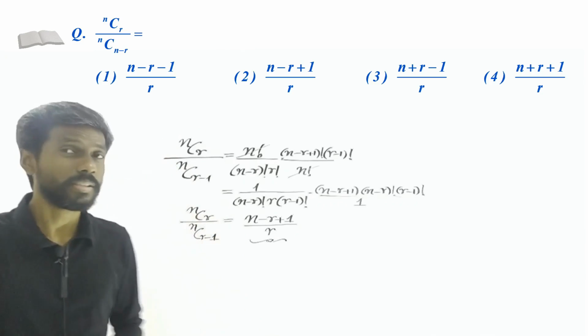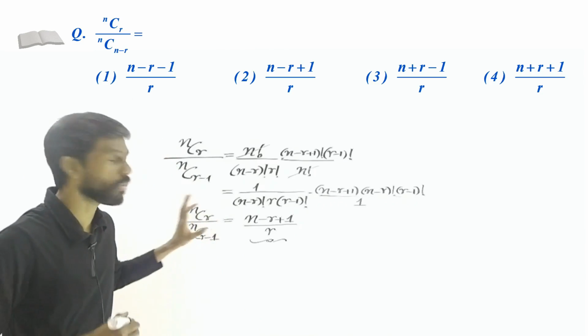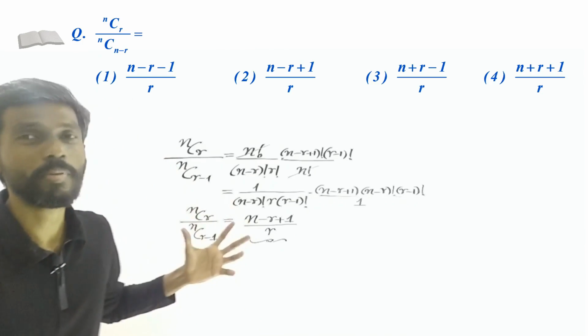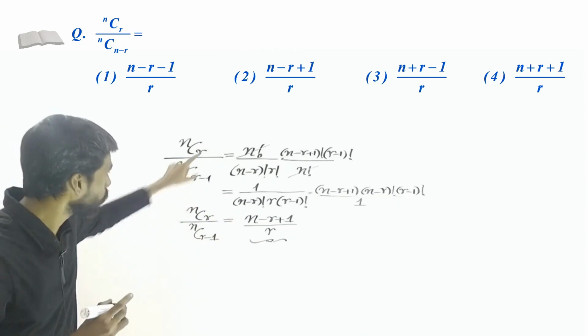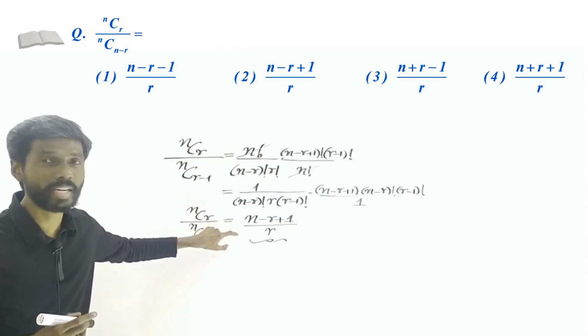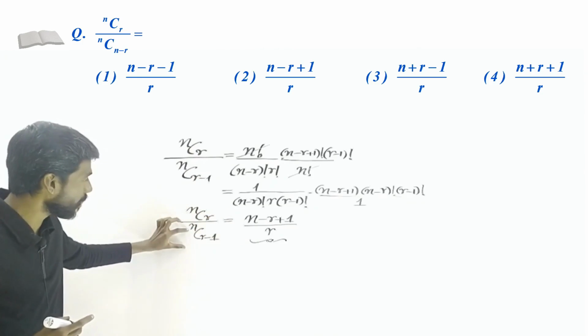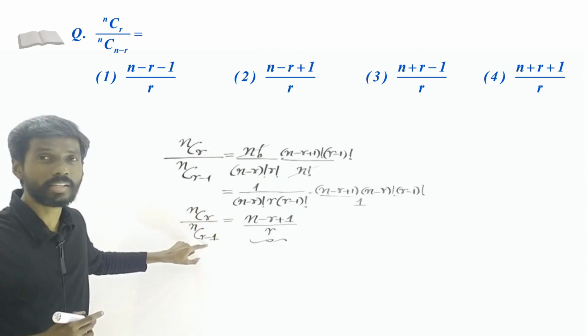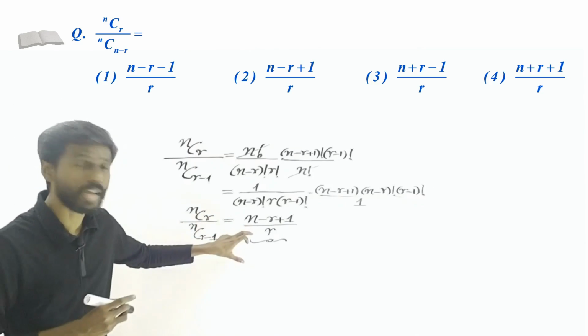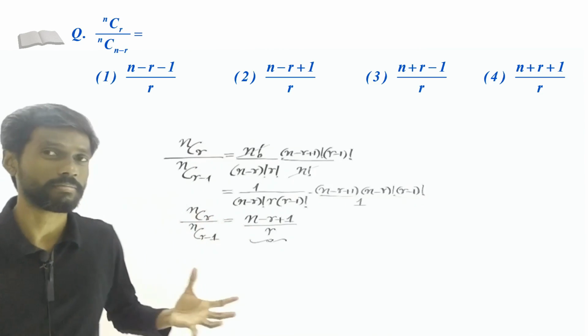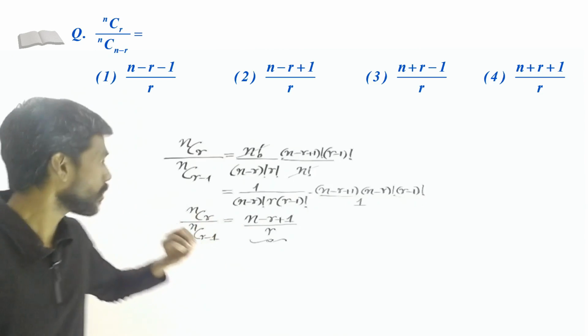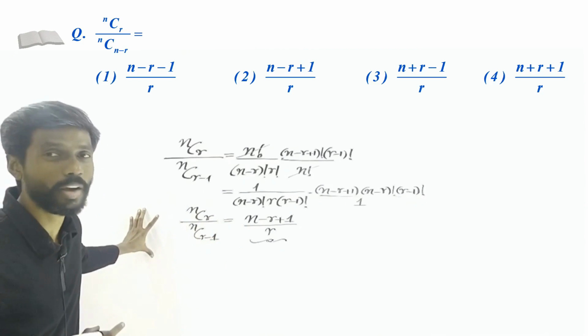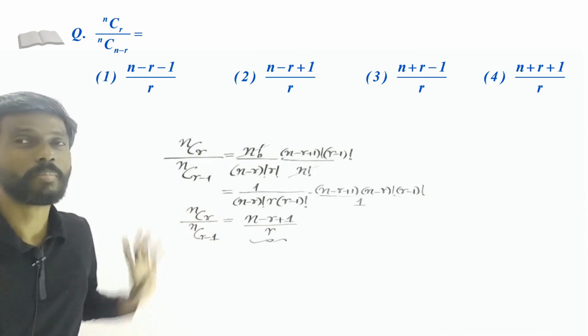This is not a formula for you to remember, but if you remember it, in certain types of questions it may be useful. Instead of doing these calculations, we can write this answer directly. This is nCr, divided by the same n but 1 less than that r. So we can directly write this answer. If you remember, it will be better for certain calculations, but it is not necessary to remember it as a formula. Just to avoid these calculations, you can remember it as a result.